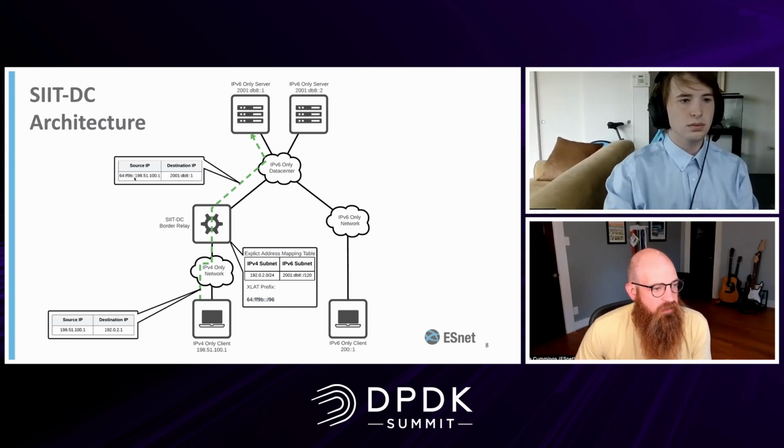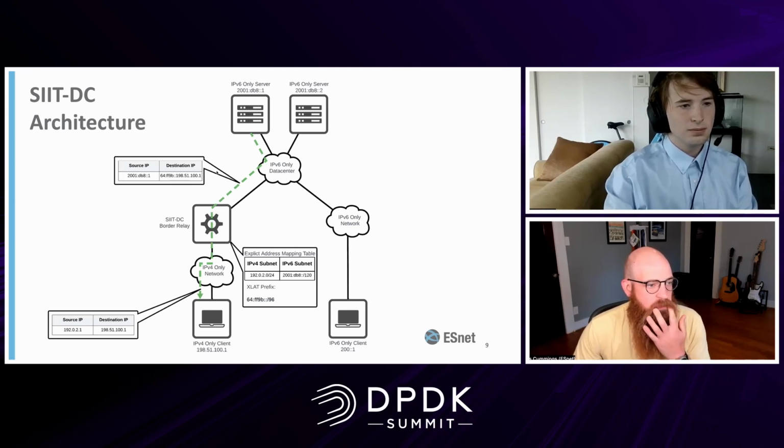So here you can see we stuff that source address, the source IP, into the XLAT prefix, and then we rewrite the destination IP to the v6 explicitly mapped address. So then let's say we get a SYN-ACK back from the server. The IPs are obviously swapped from what they were before because the server's replying.